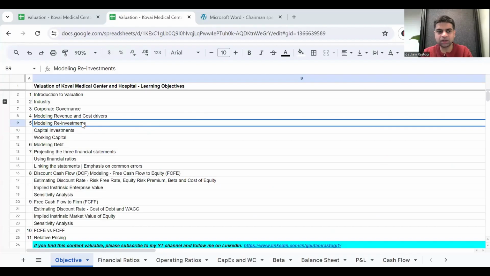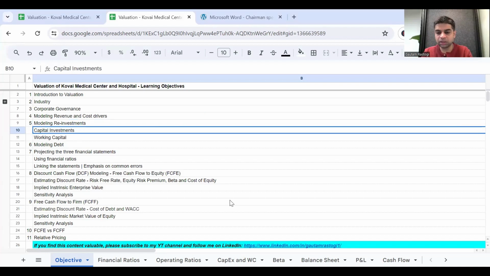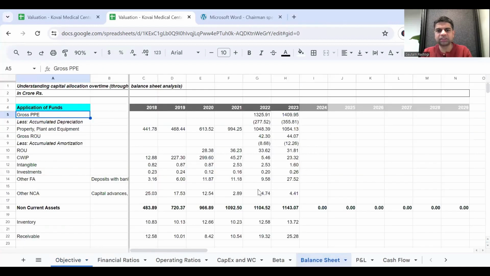All right. So in this module, we'll model the balance sheet items, starting with capital investments and working capital. Then we'll get to other items in the balance sheet as well. Okay, so let's start. Let's go to the balance sheet tab.